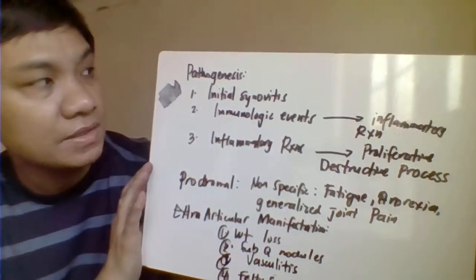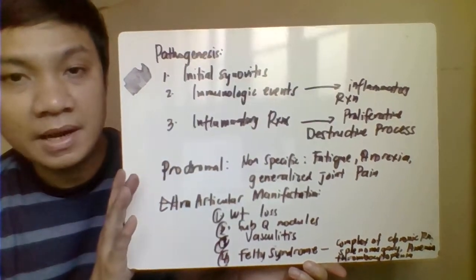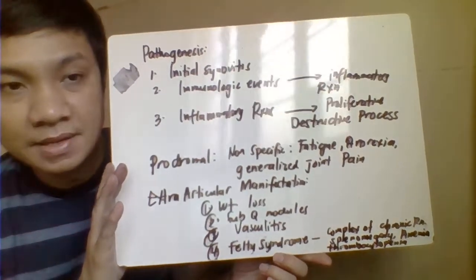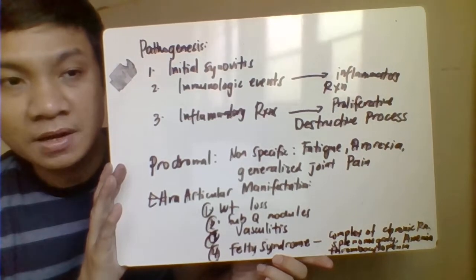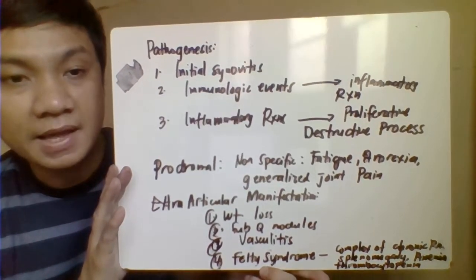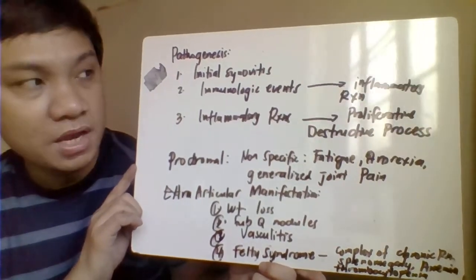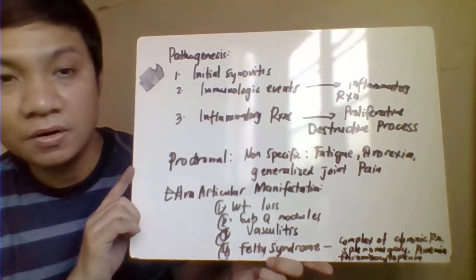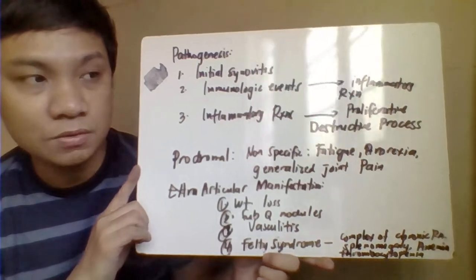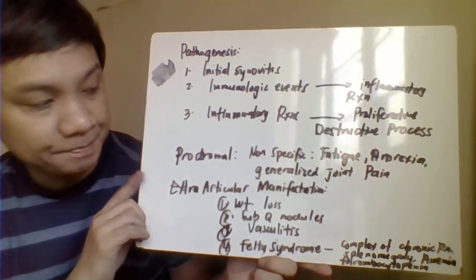Okay, the manifestation of your rheumatoid arthritis is divided here into 3. The first one is characterized by initial synovitis or increased accumulation of the synovial joint fluids because of the primary etiologic agents. This is followed here by a series of immunologic events that result in your initial inflammatory reactions. Third one, the conversion of your inflammatory reactions to your proliferative destructive tissue process.